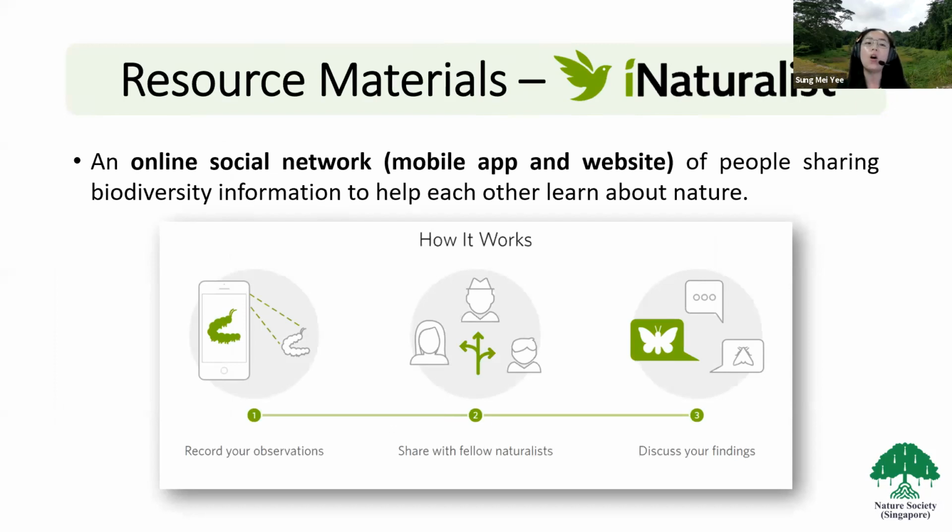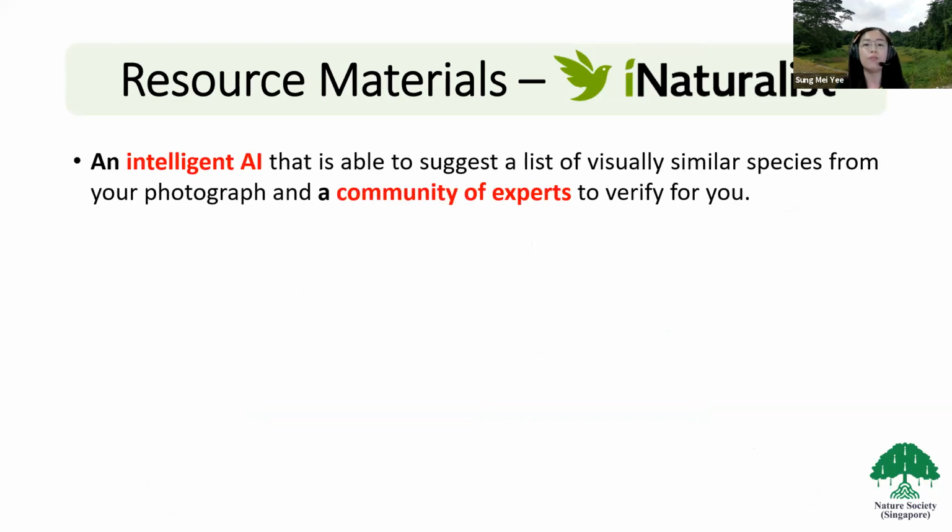iNaturalist is an online platform whereby people upload their biodiversity, their wildlife sightings, their observations, their photographs, and they help each other to identify them, okay? It's a very useful app to learn about identification because it has an intelligent AI that's able to suggest a list of visually similar species from your photograph itself. Okay, so you don't have to go and search on your own. Just upload your photograph. They come up with a list. They help you to narrow down. And even if you are still unsure, there's a community of experts who can verify for you.